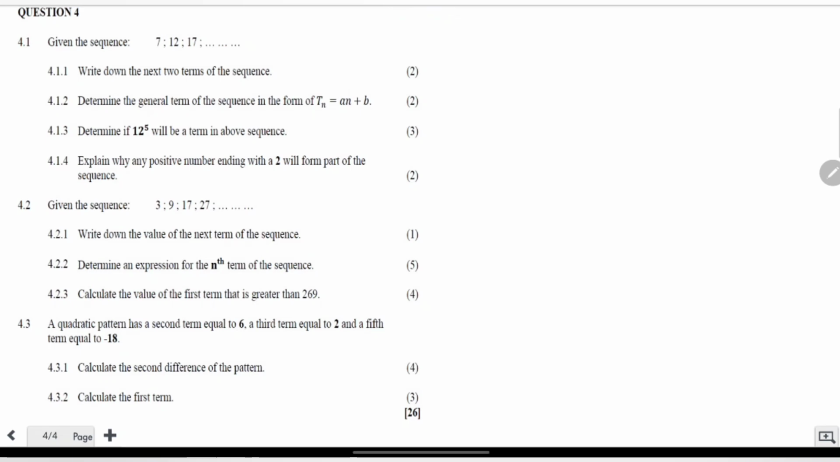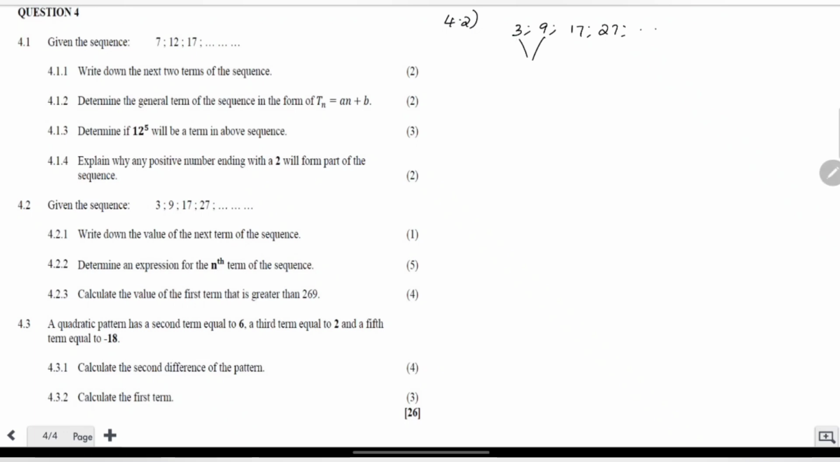Guys, let me move to the next question, that is 4.2. Given the sequence, here also they did not reveal what type of sequence this is. It can be linear or quadratic. Write down the value of the next term of the sequence. Let me write the sequence, that is 3, 9, 17, 27, etc. Take the first difference. If it is the same, then it is linear. If it is not the same, then it can be something else.